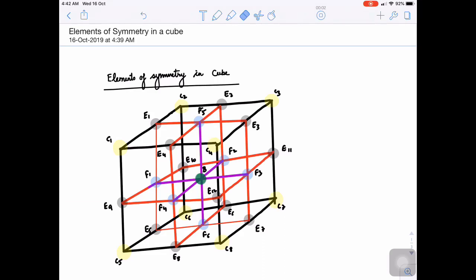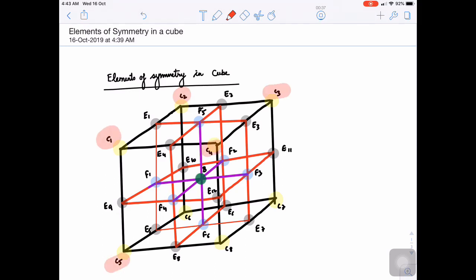In this diagram, we can see elements of symmetry in a cube, where we can see corners C1, C2, C3, C4, and C5, C6, C7, C8. Similarly, we can see faces F1, F2, F3, F4, F5, and edges E1, E2, E3, E4, E5, E6, E7, E8, E9, E10, E11, E12. So basically, what I mean to say is, in this diagram, if you observe carefully, you have 8 corners, you have 6 faces, and edges. Total edge centers are 12 edge centers.